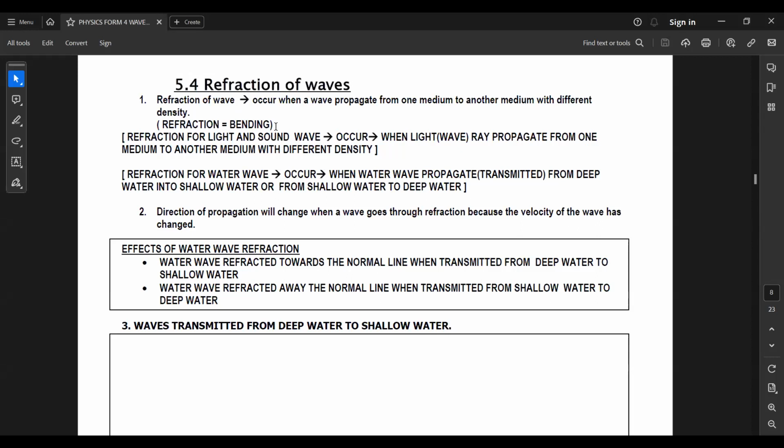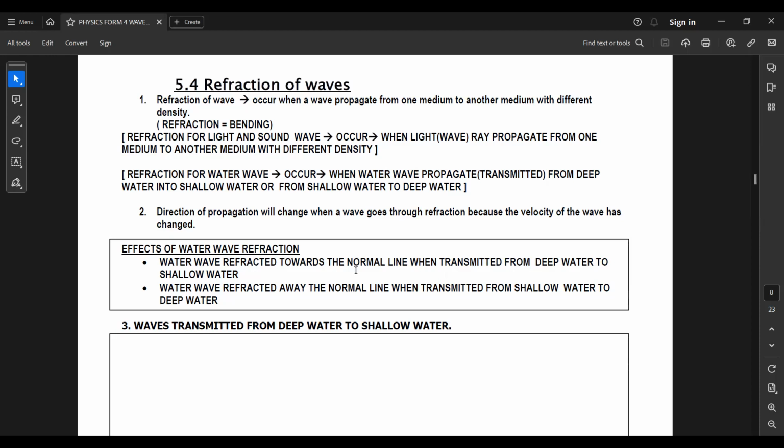Refraction of wave. Okay, what happened here? When a wave is moving through one medium to another medium with different densities, the wave undergoes refraction. Speed of the wave will change, but this commonly occurs for light wave and sound wave because they pass through the medium. For water wave, the refraction occurs when the water moves from a deeper area to a shallow area or shallow area to deeper area. So the effects of water wave refraction here: they are refracted towards the normal when transmitted from deep to shallow water.